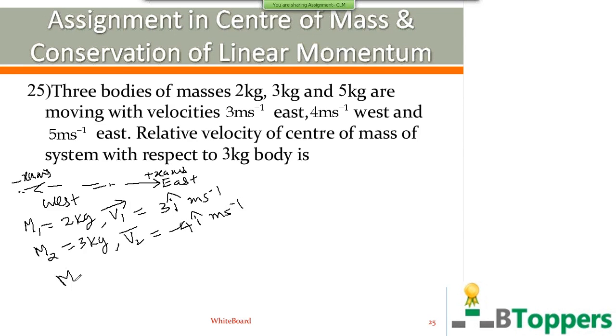The mass of the third body is denoted by m3, which is equal to 5 kg. The velocity of the third mass is denoted by v3 bar, which is 5 meter per second towards east. So you can write 5 i cap meter per second.